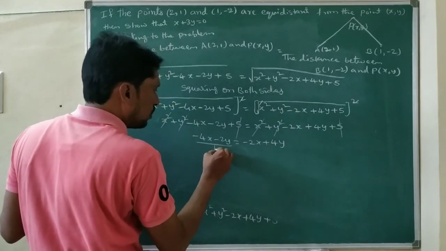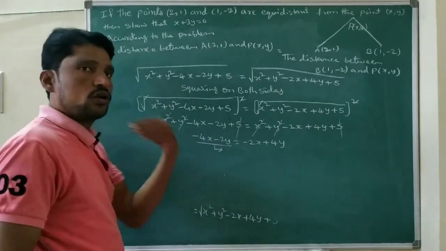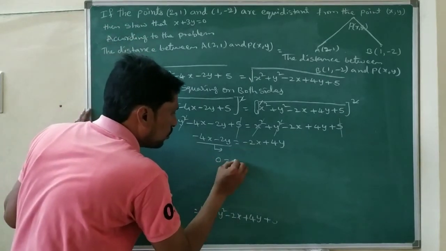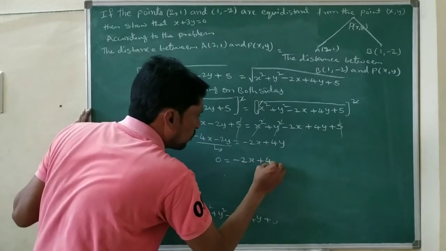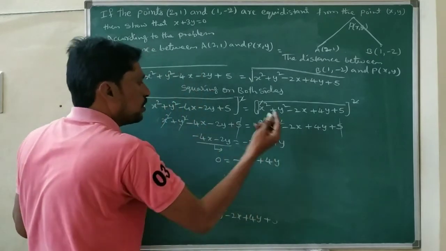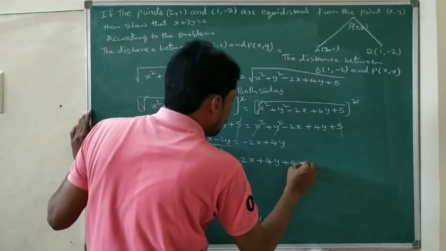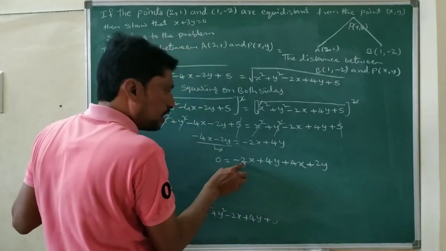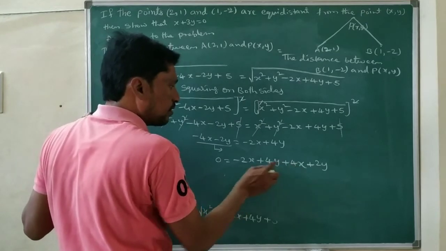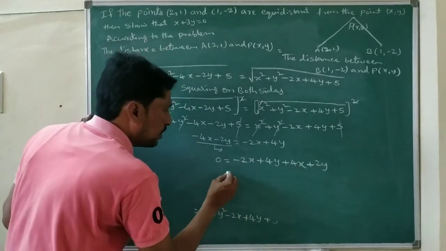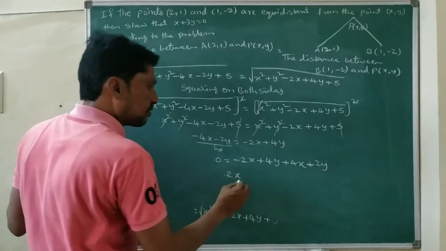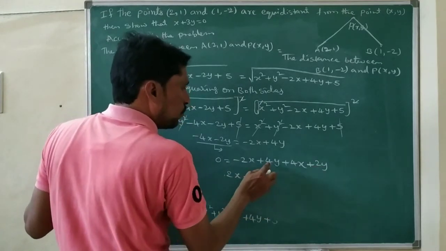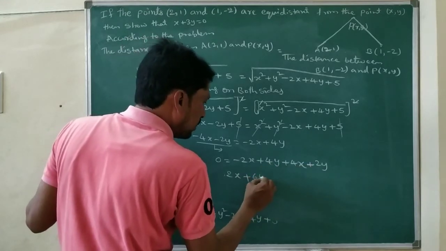This total you can transpose to the right. Means what do we get? 0 equals minus 2x plus 4y. This minus 4x becomes plus 4x, this minus 2y becomes plus 2y. So this is minus 2x, this is plus 4x. Minus 2x plus 4x, we get plus 2x. Plus this is plus 4y, this is plus 2y. 4 plus 2 is 6y, equals 0.